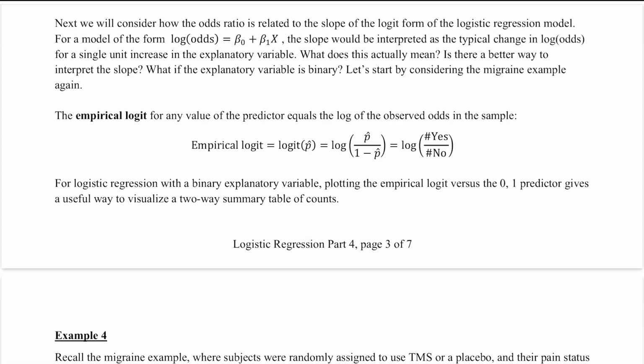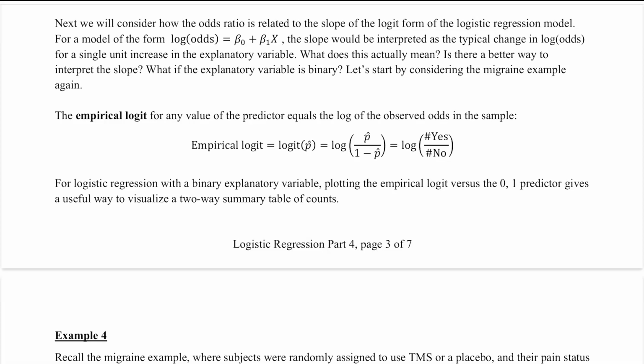We're talking about the typical change in log odds when the explanatory variable increases by 1 unit. That's kind of odd, I guess I shouldn't use the word odd. It's a little bit weird. I don't know what that really means. So we're going to see if there's a more useful way to understand the meaning of that slope. And then also we have a question about what if the explanatory variable is binary, because to have a single unit increase in the explanatory variable, what does that mean when your explanatory variable just has 2 outcomes?